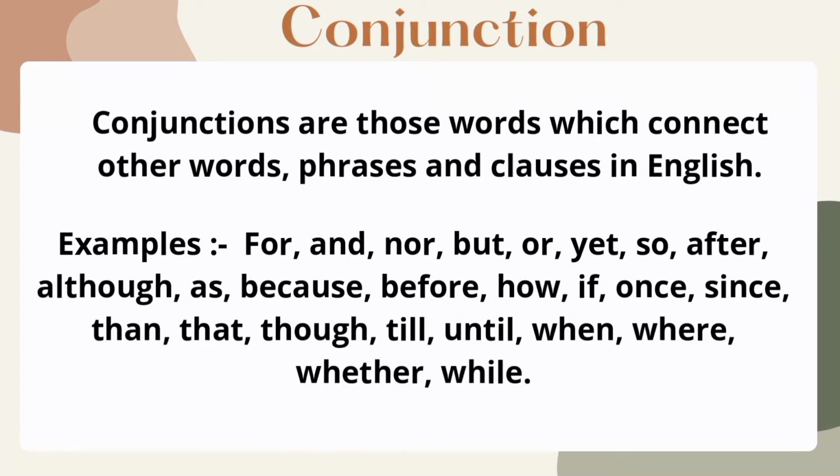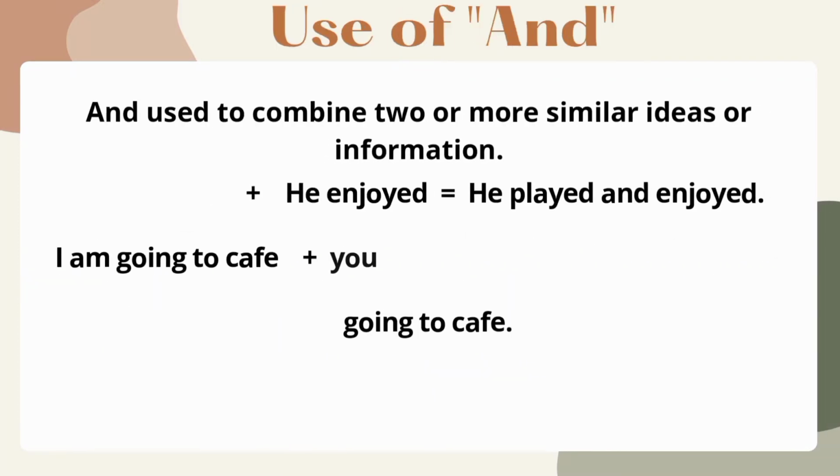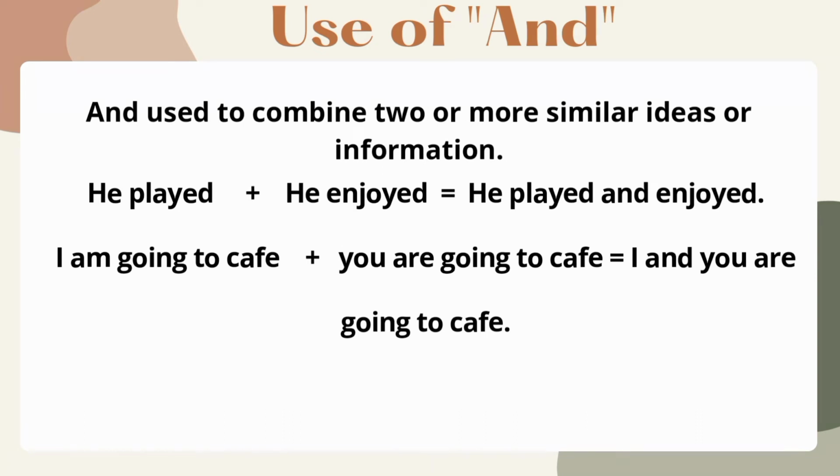Let's come to the use of and. And is used to combine two or more similar ideas or information. Let's see the example of and. He played, he enjoyed. Because these are similar ideas, we can connect them with the help of and. He played and enjoyed.